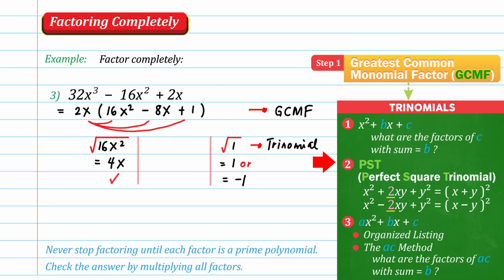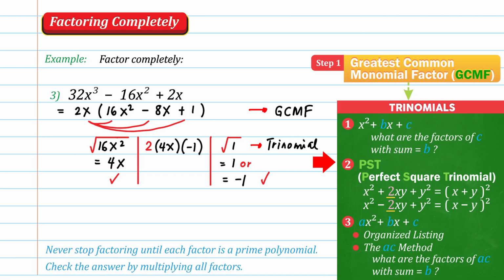Let's check the middle term. Next step, get double the product of the two square roots. So, we multiply 2, double, times 4x. And let's consider negative 1.